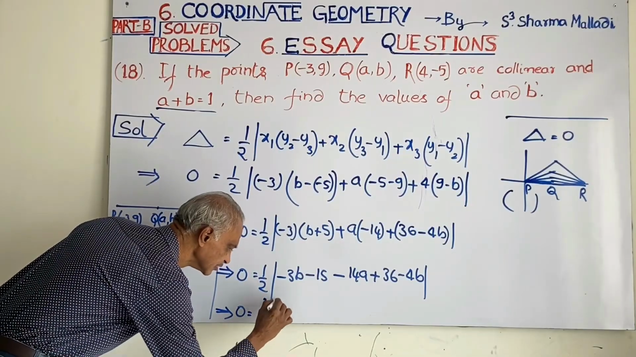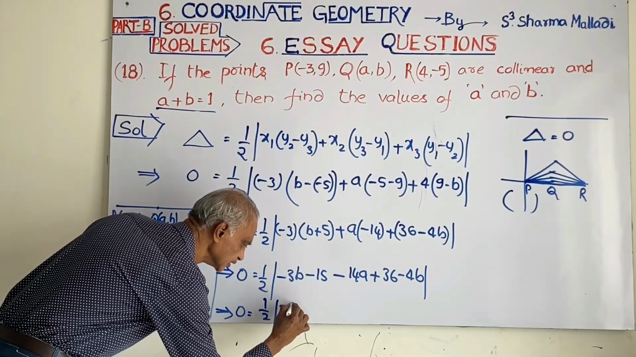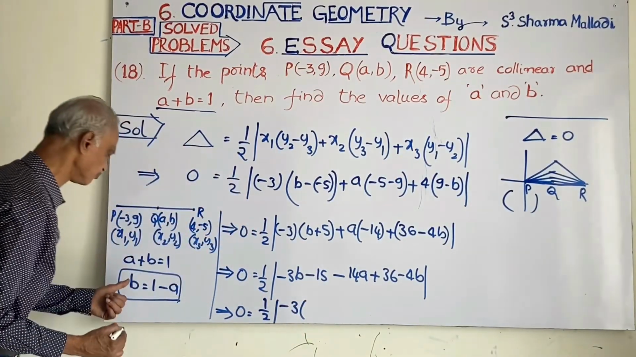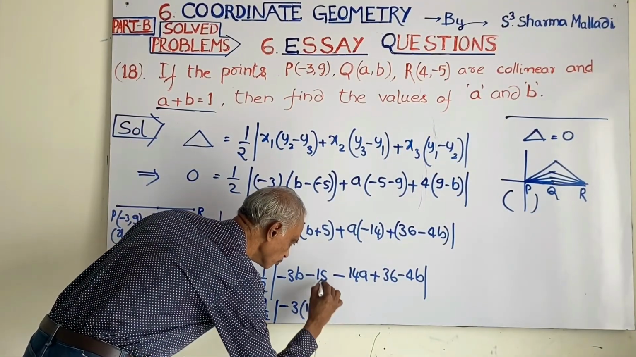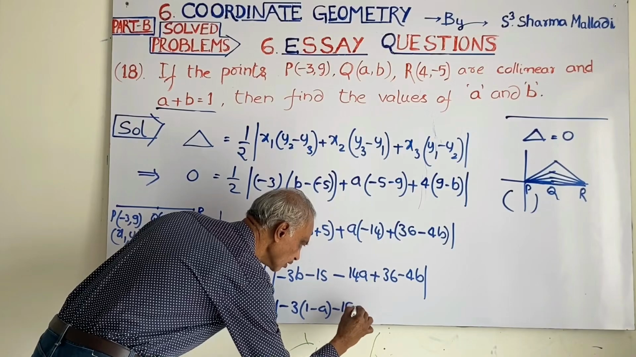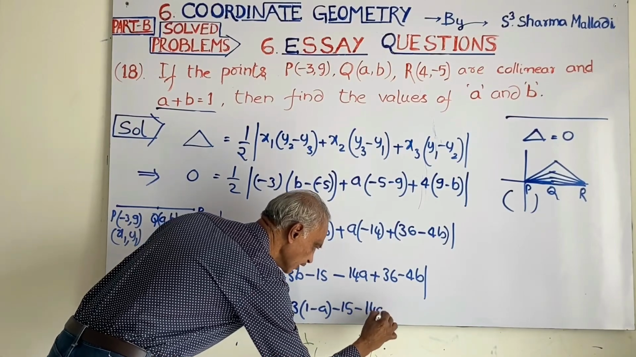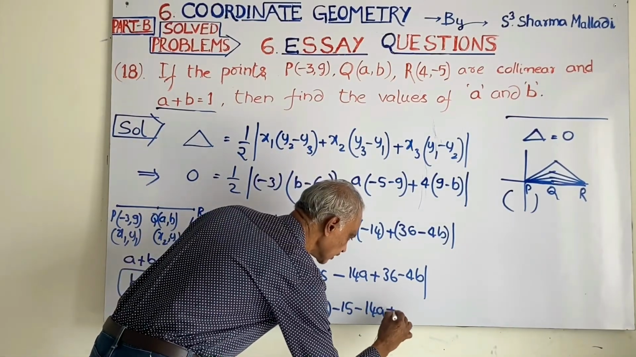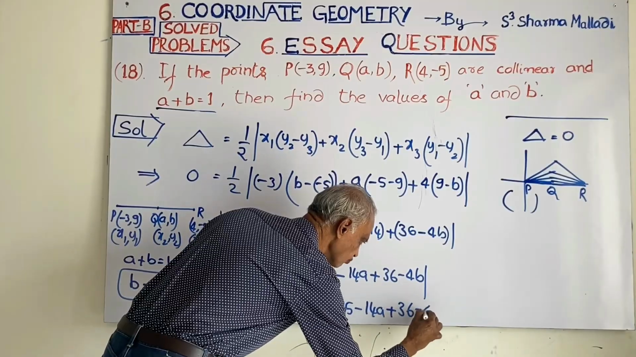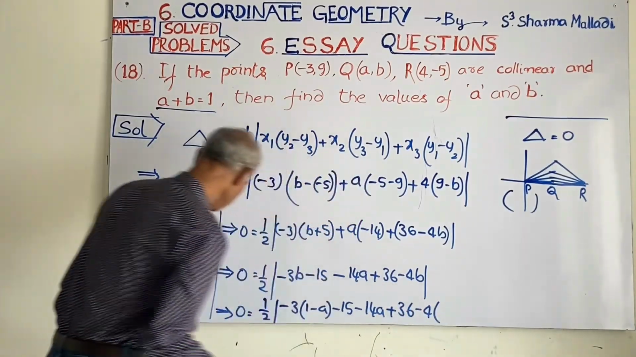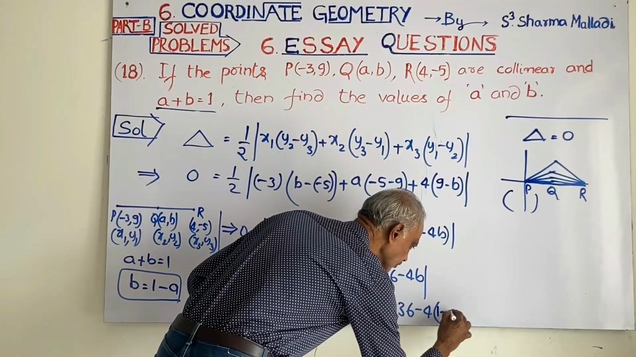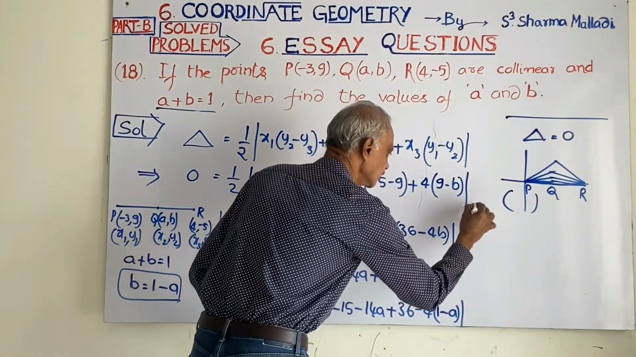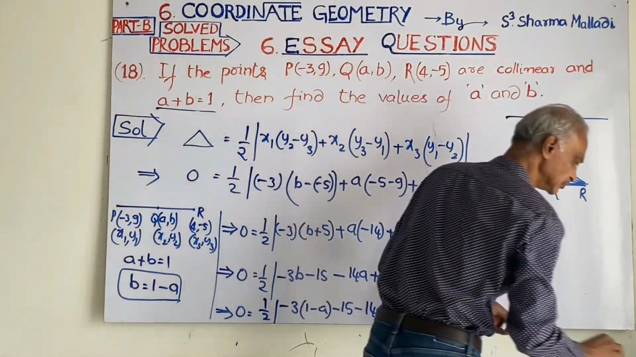Half into minus 3 into, what is the value of b? 1 minus a. Minus 15 minus 14a plus 36 minus 4 into b. b means 1 minus a. Now I will write this one.